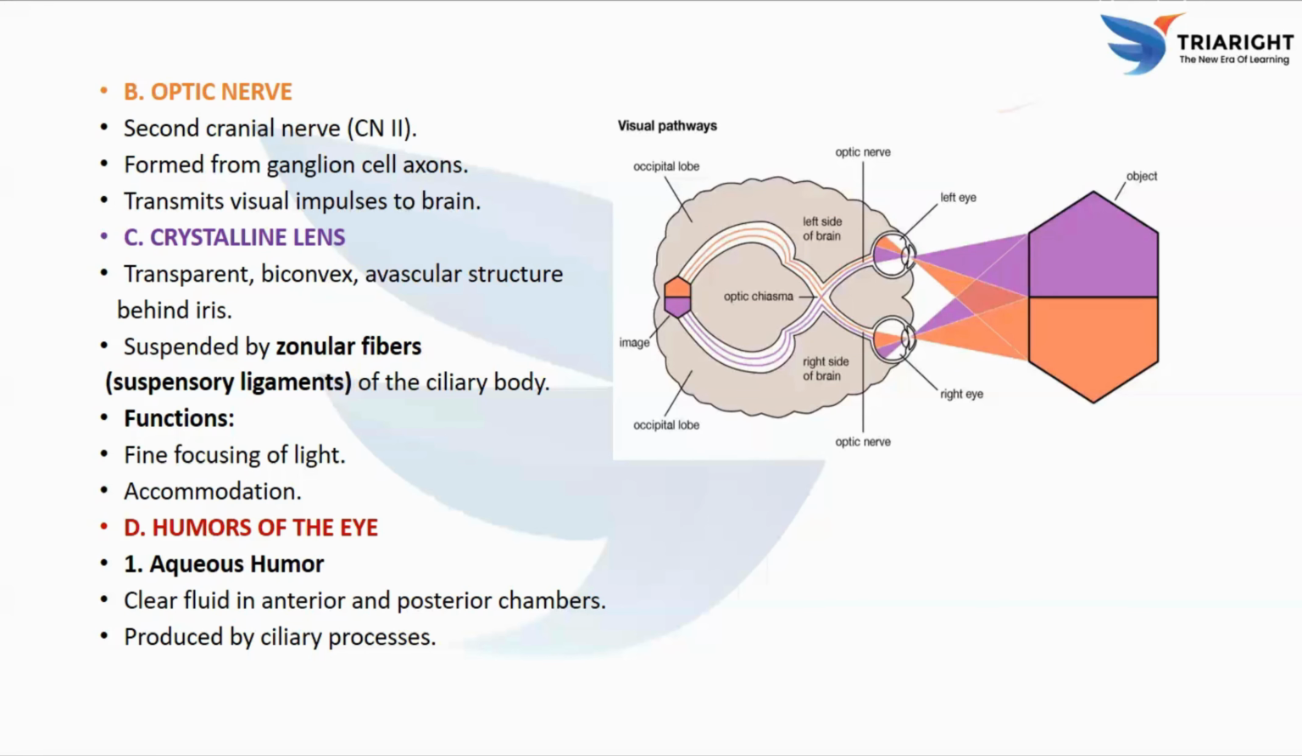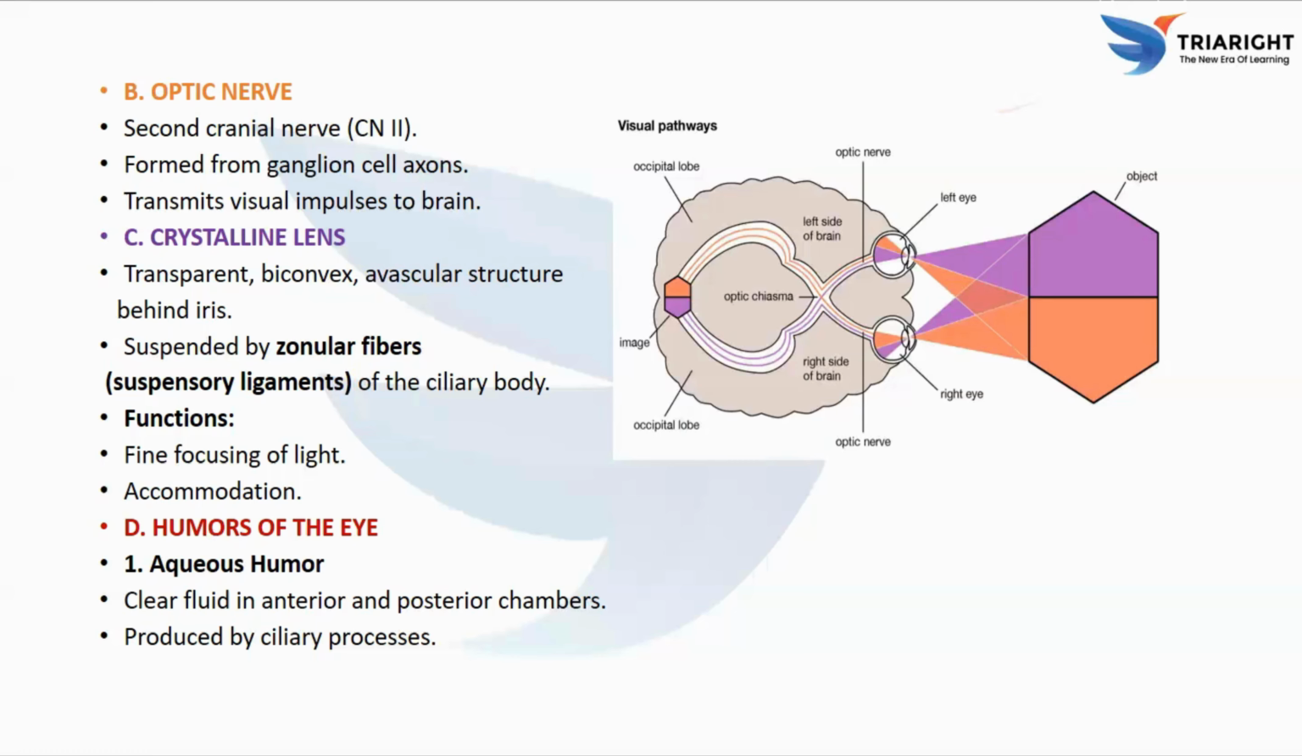Fine focusing of the light. That is, it helps to focus the light precisely on the retina for a clear image. And also it functions in accommodation. That means the lens changes its shape to focus on objects at different distances. In the case of near objects, the lens becomes thicker. In the case of far objects, the lens becomes thinner. So this allows us to switch focus between near and far vision smoothly.